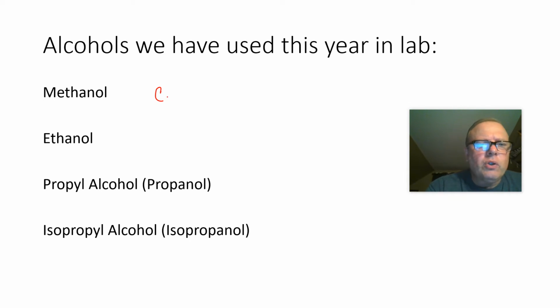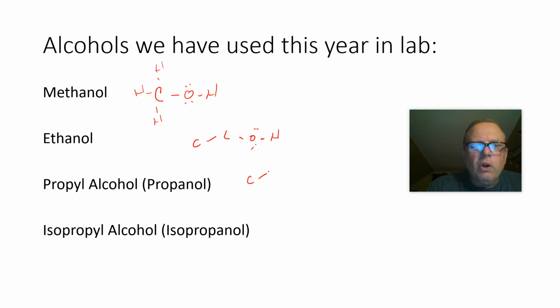Methanol, meth meaning single carbon, and it has an OH group attached to it, so that would be methanol. And of course, all the other substituents would be hydrogens like this. Eth, here we have the two carbons, and then we have our OH group. Propyl alcohol or propanol, three carbons, and then like that. And then it's worth listing here, isopropyl alcohol.